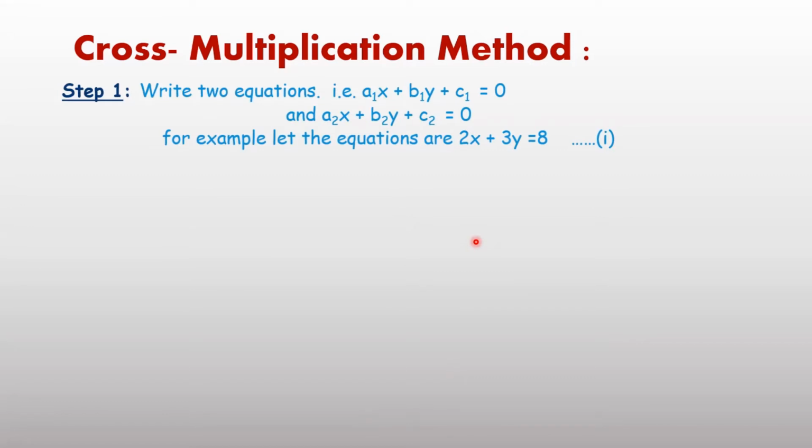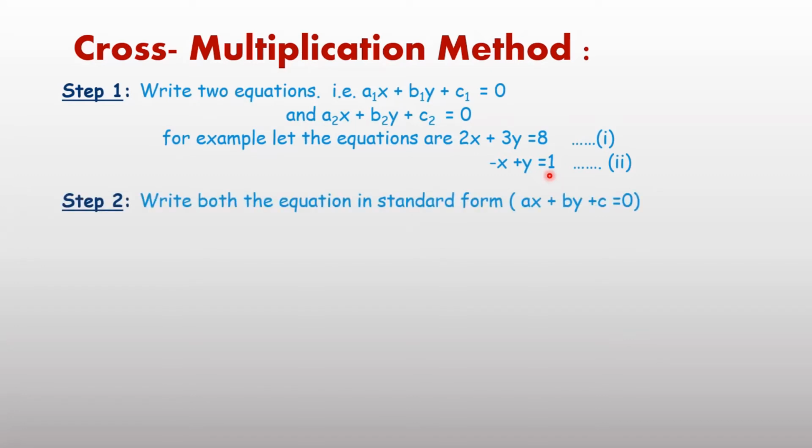Now next, that is a very important method, the cross multiplication method. Remember each and every step very carefully, and this method is important for board purposes also. In step first, whatever linear equations in two variables are given, write them down. Again, I have taken the same example, 2x plus 3y equal to 8, and second equation minus x plus y equal to 1. I hope step first is clear. In all three methods, it is the same.